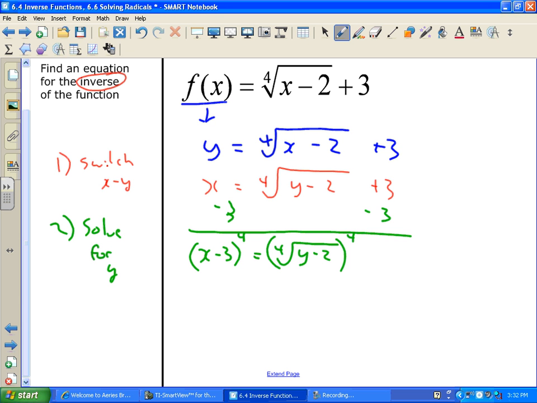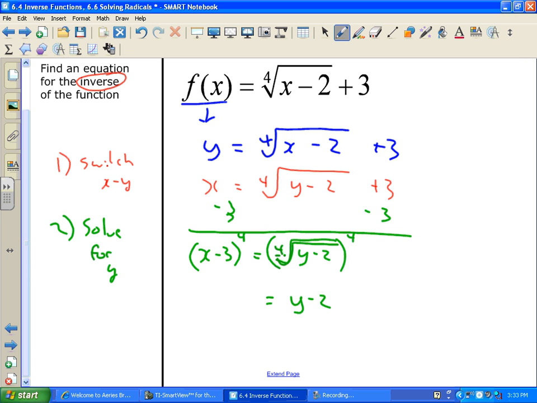Remember, I can do whatever I want in an equation as long as I do the same thing to both sides of the equation. Mr. Wood, it seems like you pulled that 4 out of thin air. No, I did not pull that 4 out of thin air. I wanted to know what would get rid of the 4th root. What gets rid of the 4th root is an exponent of 4, because the 4th root of y minus 2, to the 4th power, will simplify to just y minus 2.